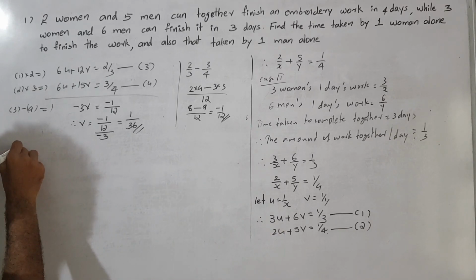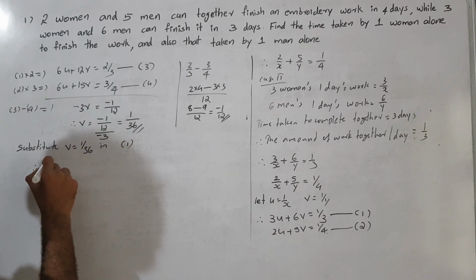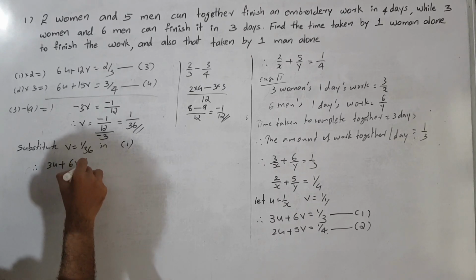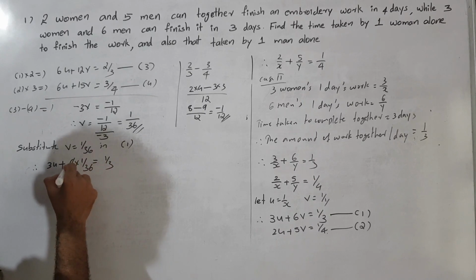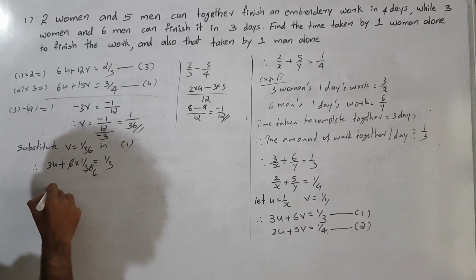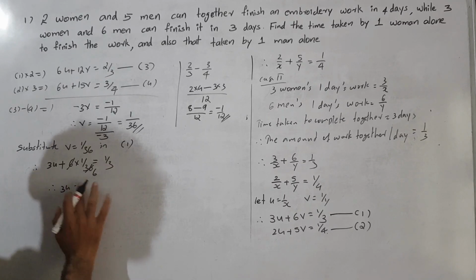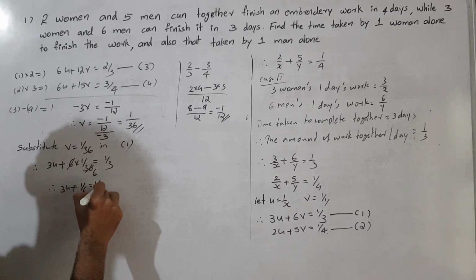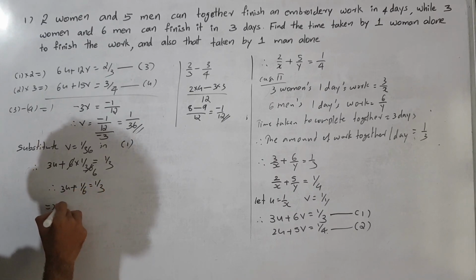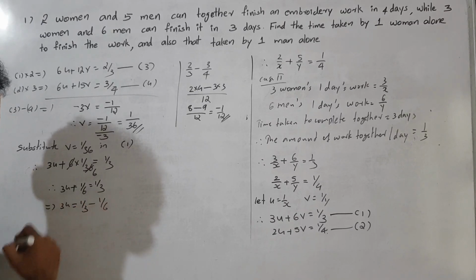Substitute v is 1 by 36. Therefore, 3u plus 6 into 1 by 36 is equal to 1 by 3. Then it is possible to reduce by 6. Therefore, 3u plus 1 by 6 is equal to 1 by 3, which implies 3u is equal to 1 by 3 minus 1 by 6.